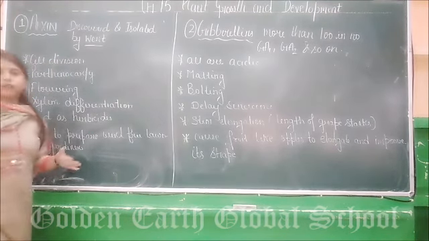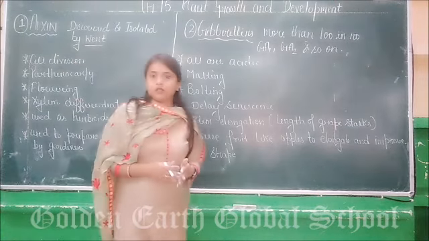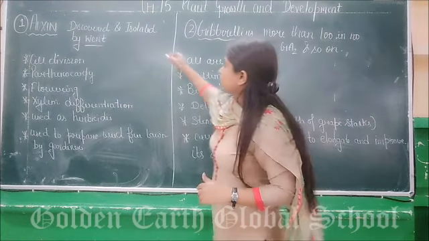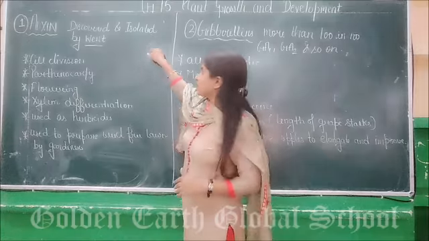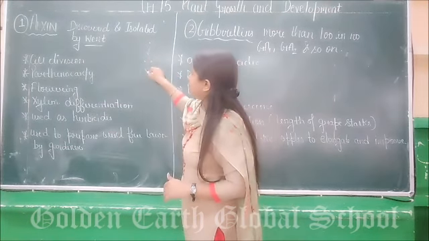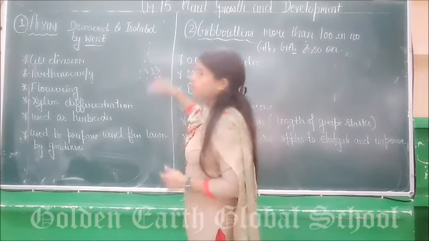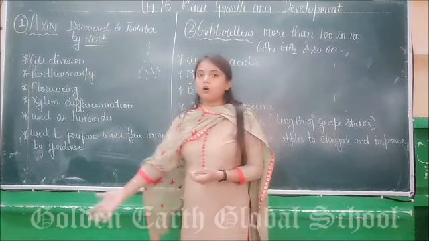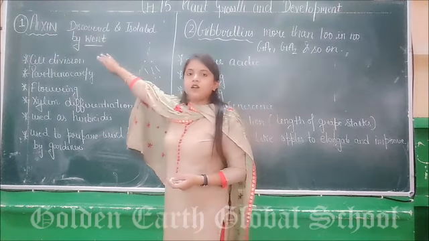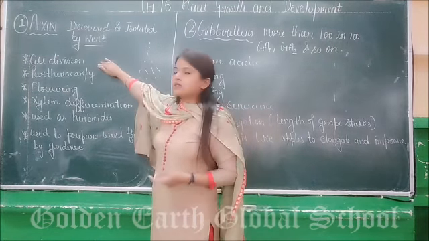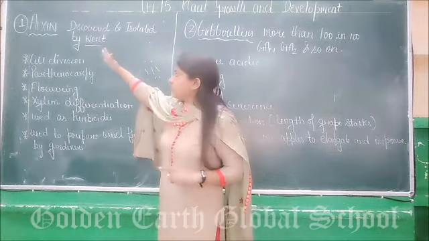Number one, they help in cell division. What is cell division? A single cell becomes 2 cells and then further 4 cells, so the cell division will go on. So firstly the auxins have the property that they help in cell division.